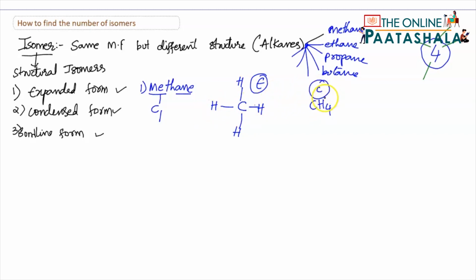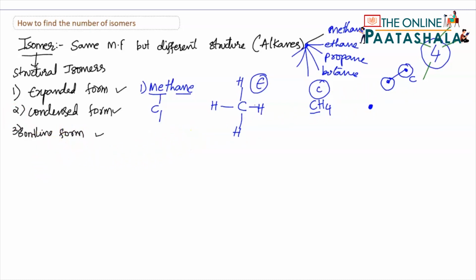Next is the line form. Suppose this is a line. Here you have 1 point and here you have 1 point. These points define the carbon. So here you have only 1 carbon. This is the bond line form. I hope you understand, right?